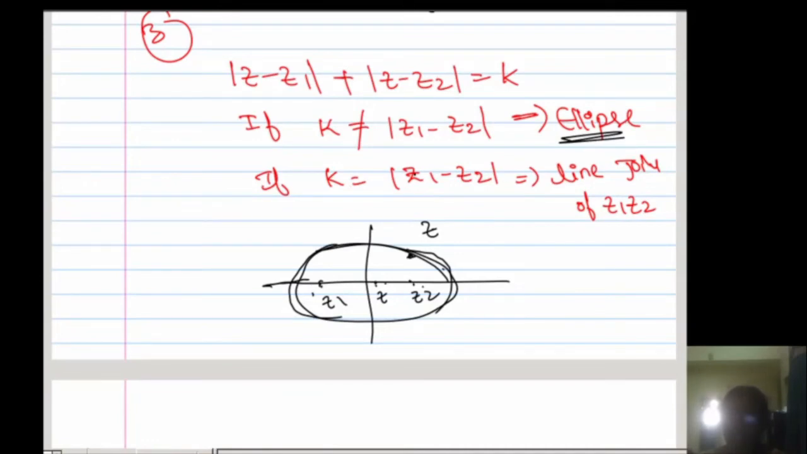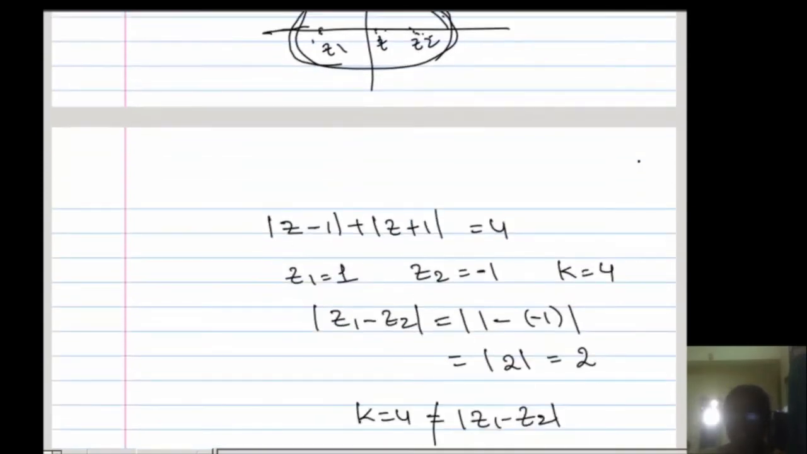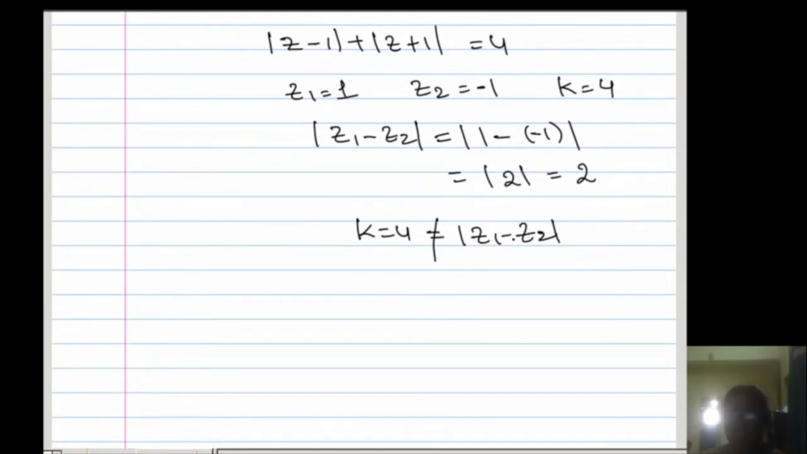Now, what if K is equal to mod Z1 minus Z2? That means mod Z minus Z1 plus mod Z minus Z2 is equal to mod Z1 minus Z2. This relation is true when Z lies on the straight line Z1 Z2. That's why K equal to mod Z1 minus Z2 means it represents a line segment joining Z1 and Z2. But K not equal to mod Z1 minus Z2 means it represents an ellipse. What is our answer now? The locus is an ellipse.